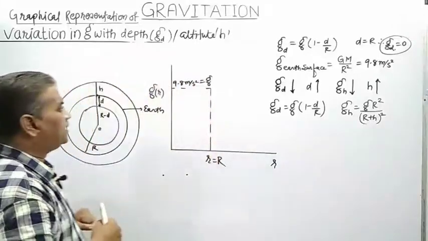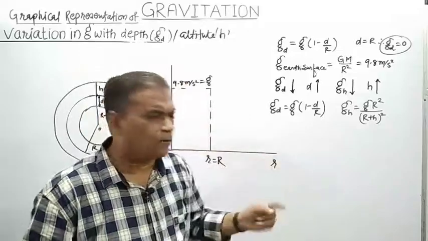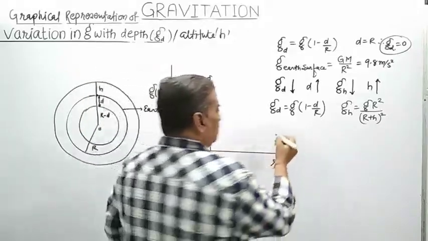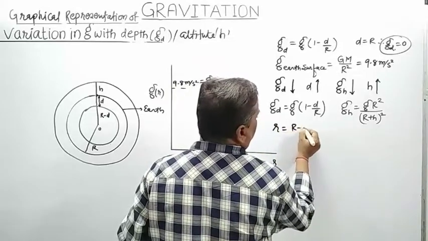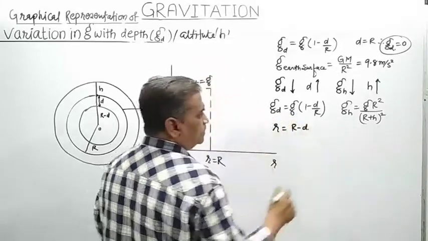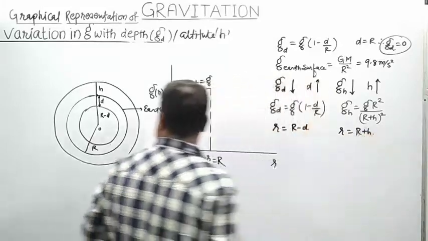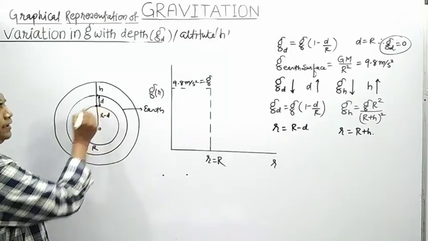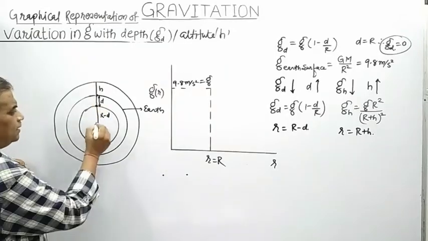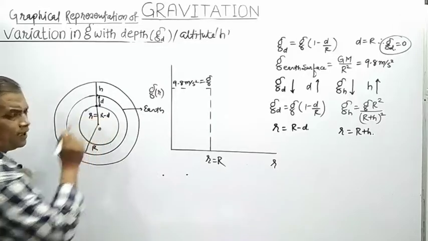We want to have the graphical variation of g with r. Here what does this r represent? If I say that here small r is equal to R minus d, or small r is equal to R plus h, actually it is. If I say that the object is at this point, that is at a depth d, then what is the distance of that object from the center of the earth? It is small r equal to R minus d.